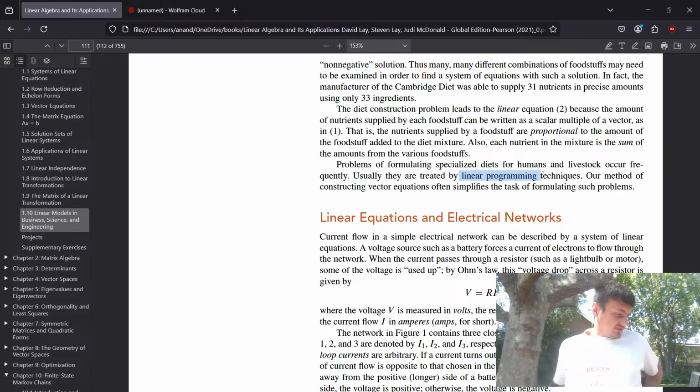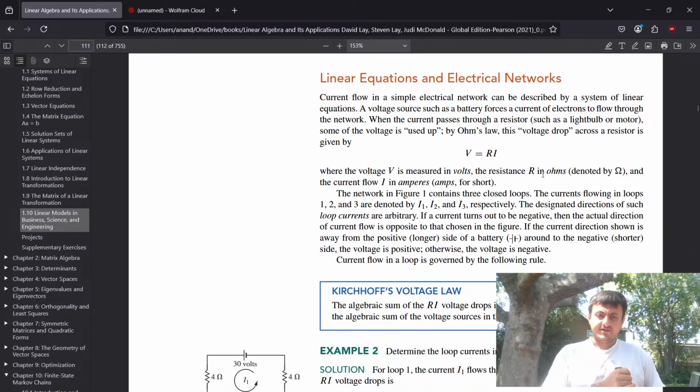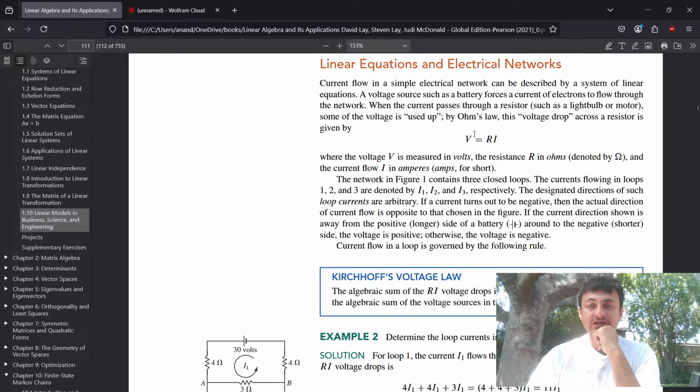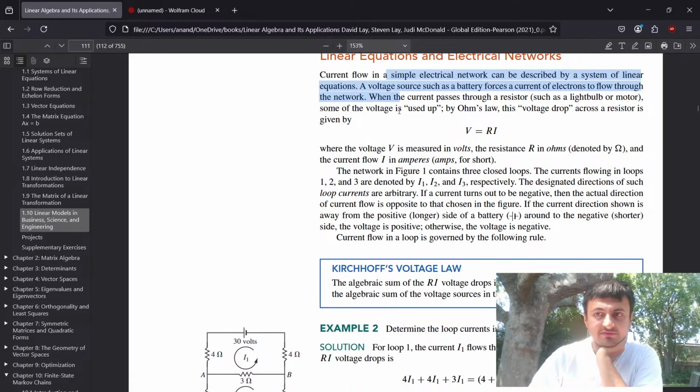Okay, linear equations and electrical networks. This one I didn't actually understand when I tried to read it. All right, current flow in a simple electrical network can be described by a system of linear equations.